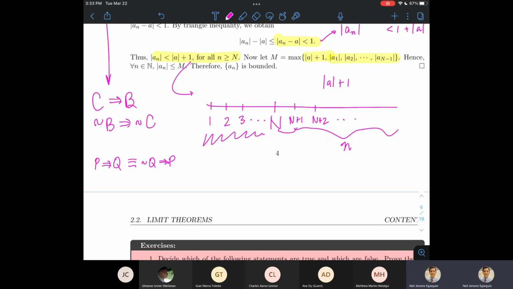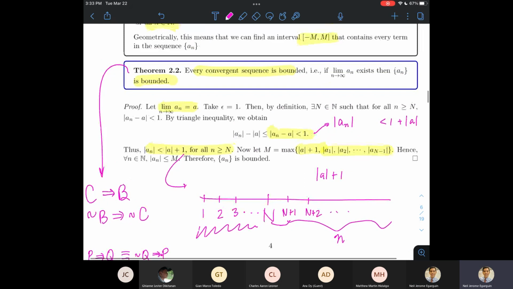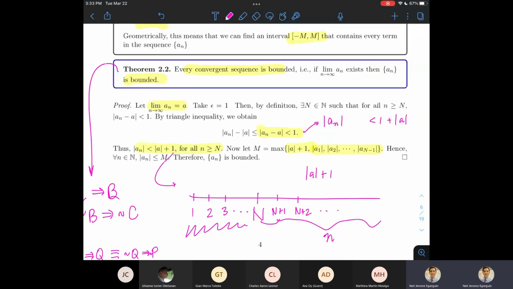Pero yan, you can easily spot these things. So let's take some time to analyze the converse and see bakit hindi totoo yung converse.